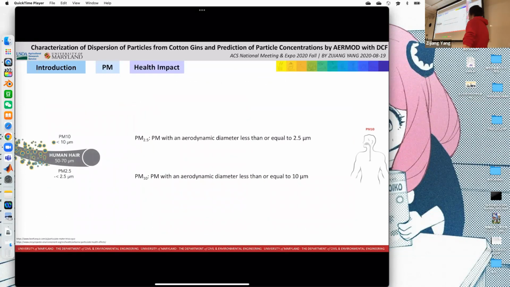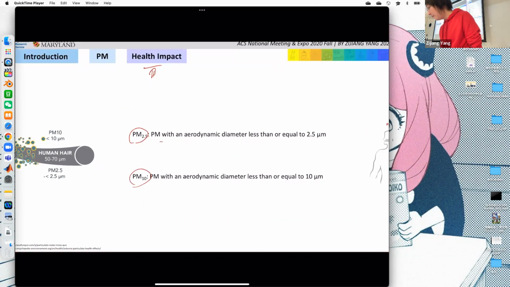Here shows the health impacts. Before I talk about the health impacts, I want to talk about the classifications of the particulate matter. So mainly we may classify it into two categories. The first one is PM 2.5, which refers to the PM with an aerodynamic diameter less than or equal to 2.5 micrometers, and PM 10 is the diameter less than or equal to 10 micrometers.